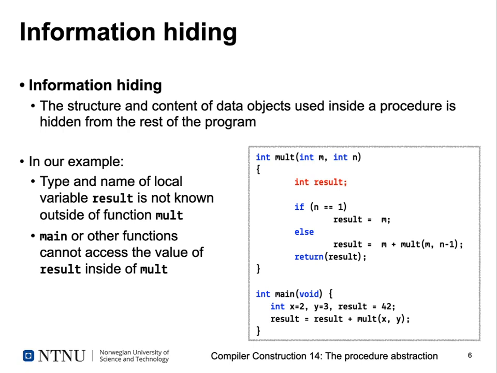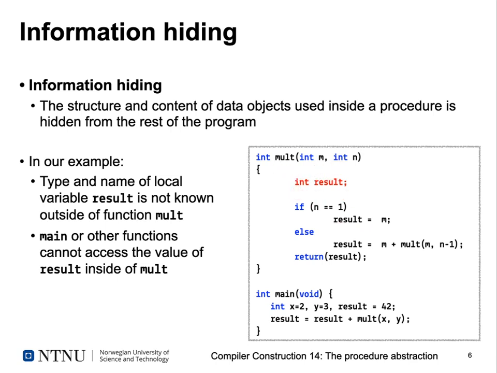So let's first take a look at information hiding. Information hiding means the structure and content of data objects used inside of a procedure is hidden from the rest of our program. So let's take a look at our example. We've already seen we have a local variable result here, which is an integer variable. And we also have a local variable result in main. So if we use result in our main function, we would access this local variable in main here. Whereas if we access result in our mult function, we would access its own local variable here.